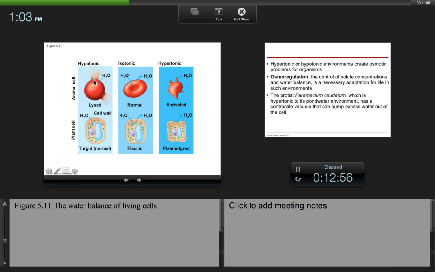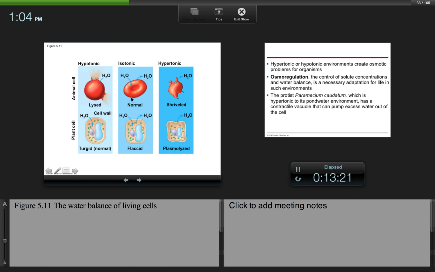Okay. So for an animal cell in a hypotonic solution, close that door too. Water will enter the cell and the cell will lyse or burst. Now, plant cells are different because they have a cell wall. So a plant cell that is in a hypotonic solution will become turgid because the water will enter the cell and the cell wall will prevent the cell from bursting.